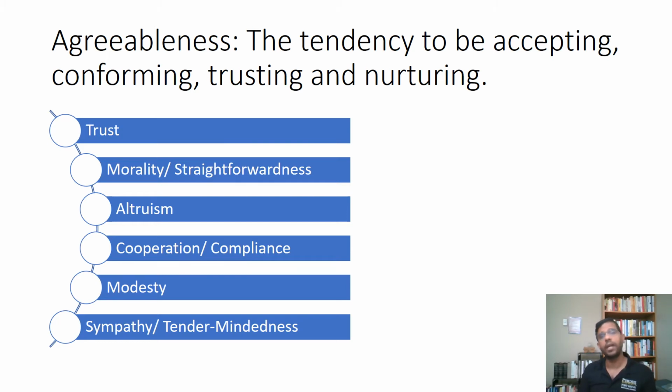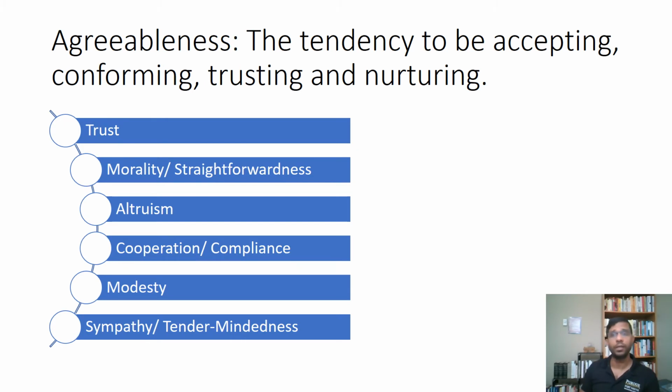The fourth subdimension is cooperation, compliance. So these people who are high on agreeableness, they are comfortable and they like actually cooperating with others because they are not giving themselves as much importance as they're giving to others. Probably because of that, they like to work around with people. So the opposite of this would be they being very competitive. So somebody who is low on agreeableness would be very competitive.